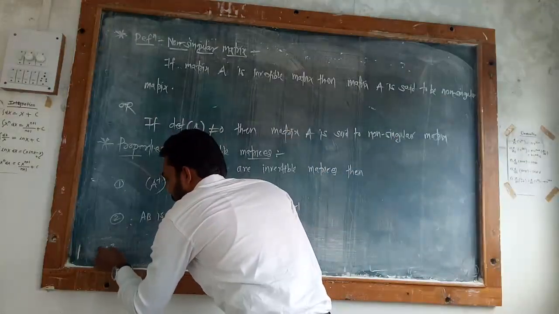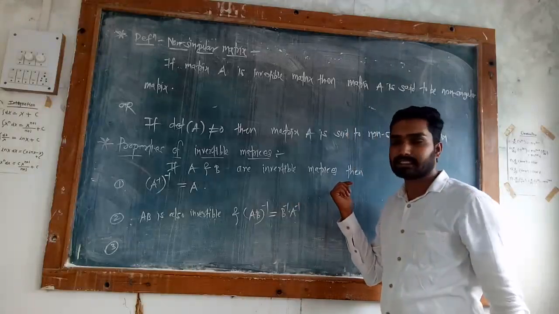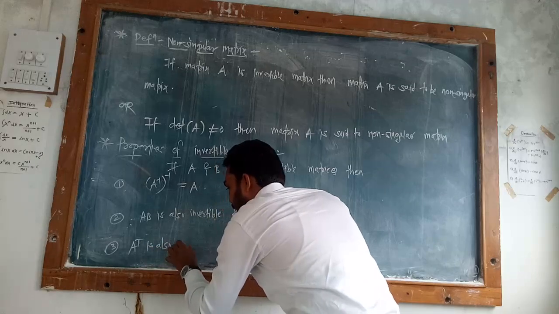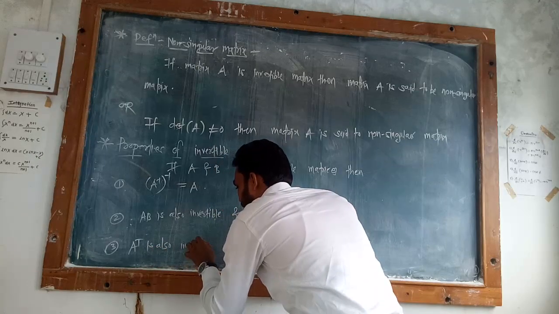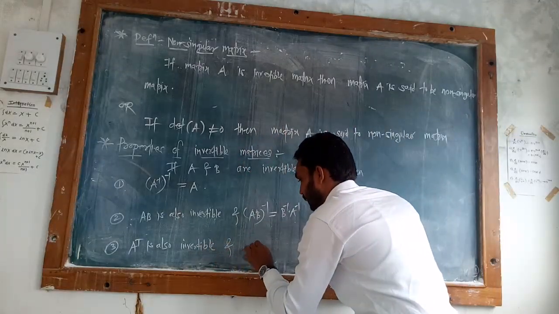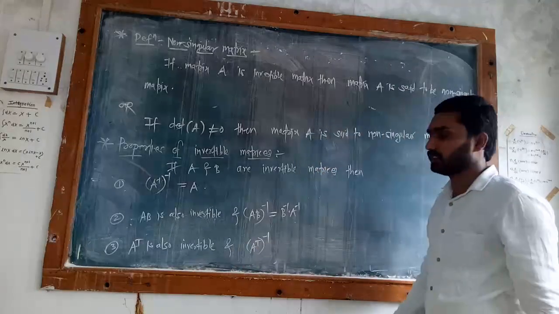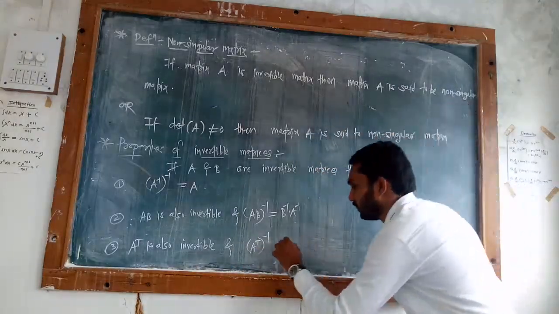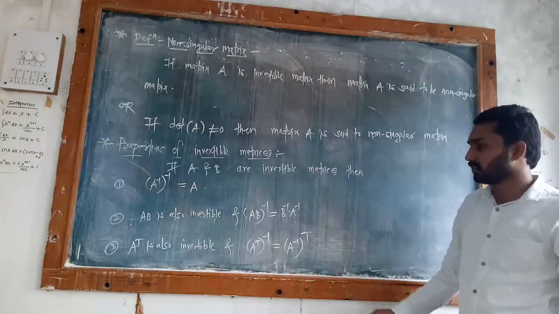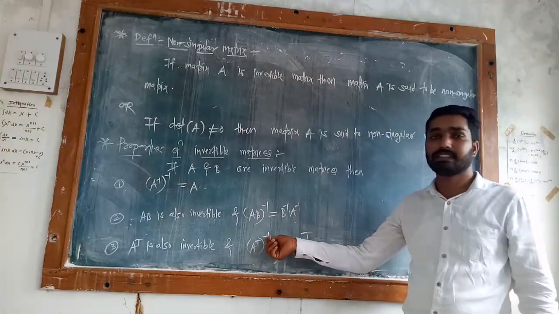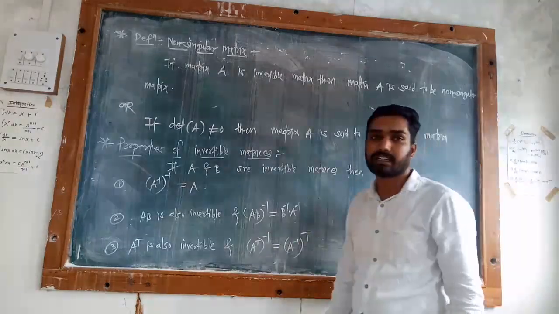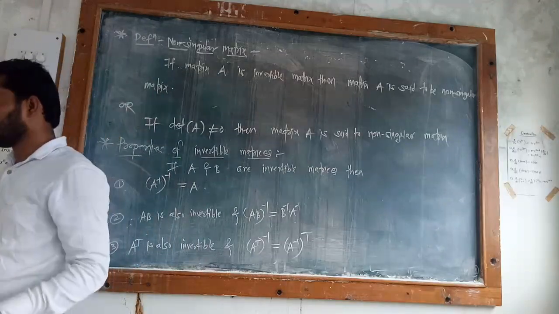And write down the third property: if A is an invertible matrix, then A transpose is also an invertible matrix, and the inverse of A transpose becomes the transpose of A inverse. What is the third property? (A transpose) inverse equals (A inverse) transpose. Okay, these three are the properties of invertible matrices.